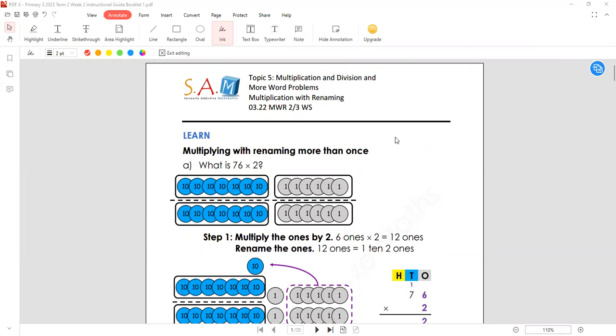For this week, there are 3 booklets. First one is on multiplication. Our first 2 are on multiplication with renaming. And then the third one is on the quotient and remainder, right? So let's start with the first one.